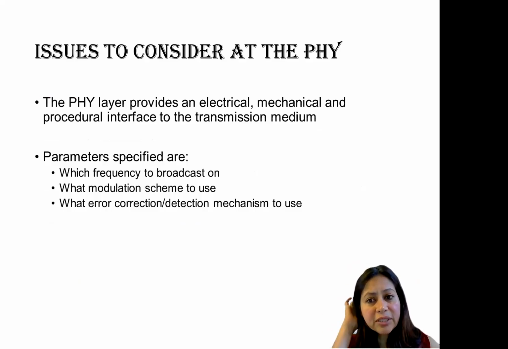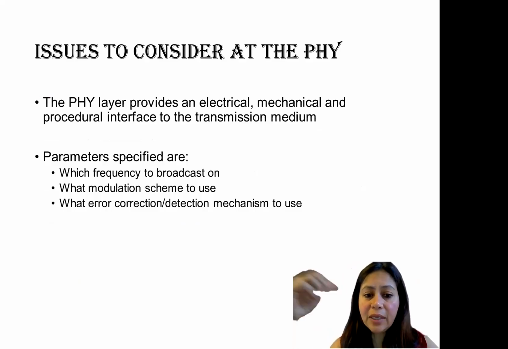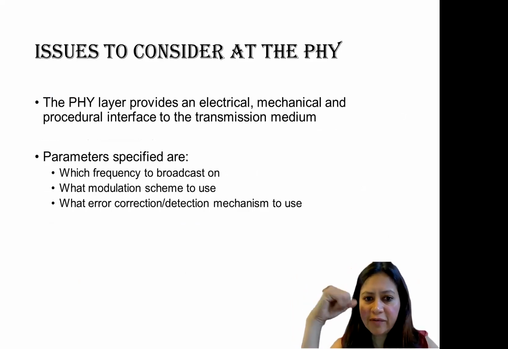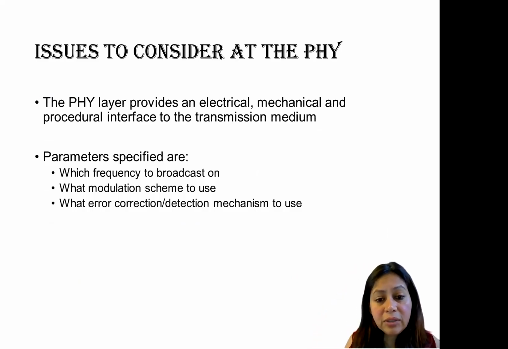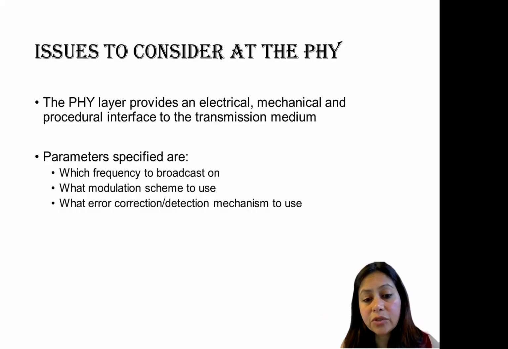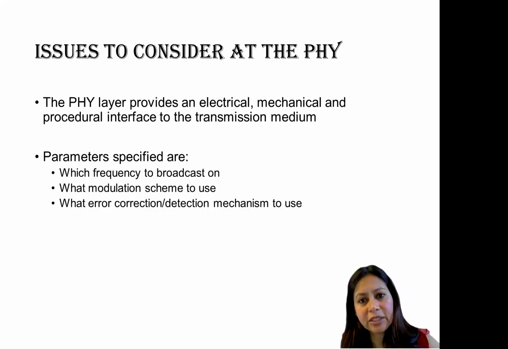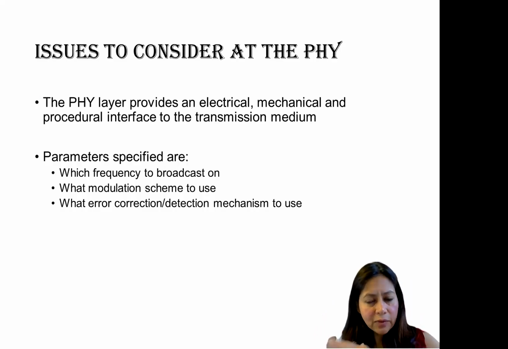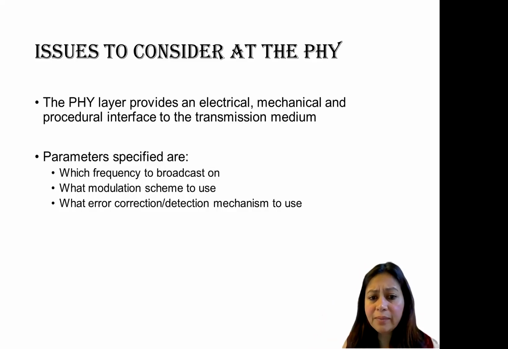Okay, so issues to consider at the PHY. The parameters that we are talking about, so what are the decisions that the PHY makes? Which frequency to broadcast on, which modulation scheme to use, and what error correction detection mechanism to use. I'll tell you later on what we mean by the first two. At the data link layer, we'll talk a lot about the error correction detection part, okay?